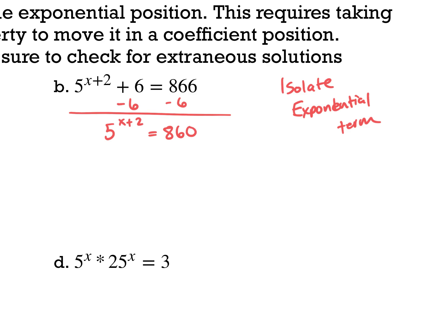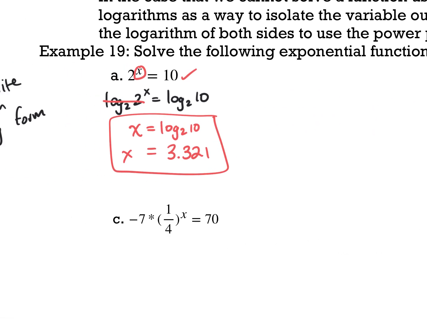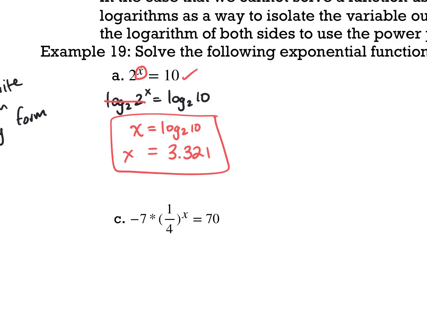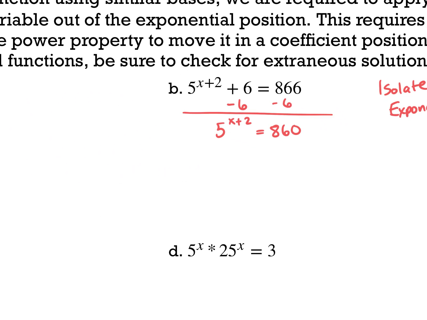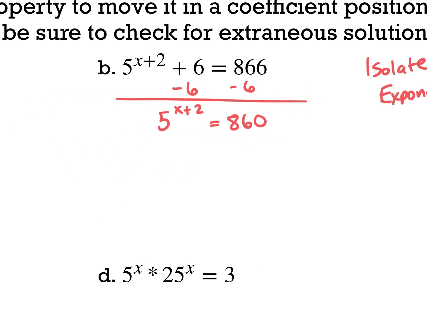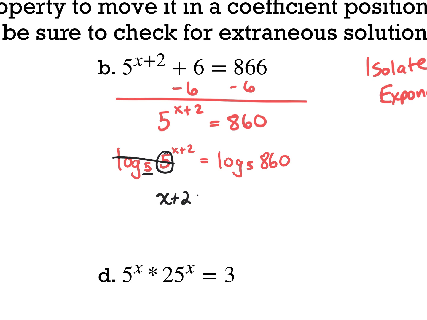Now I have 5 raised to the x plus 2 equals 860. What we've done is effectively turn problem B into a problem just like problem A. Now we can take the log of both sides. So our next step is to take the log base 5 of 5 to the x plus 2, and do the same thing to the right side of our equation. On the left, because this log base and this exponent base are the same, these cancel, and we're left with x plus 2.